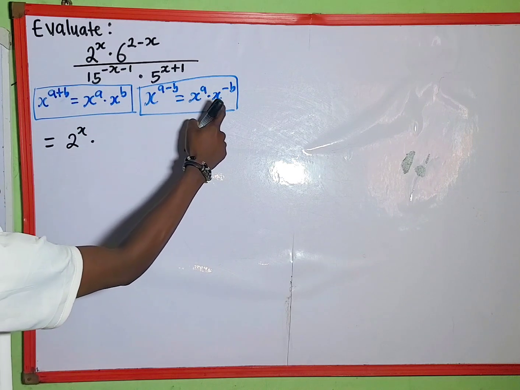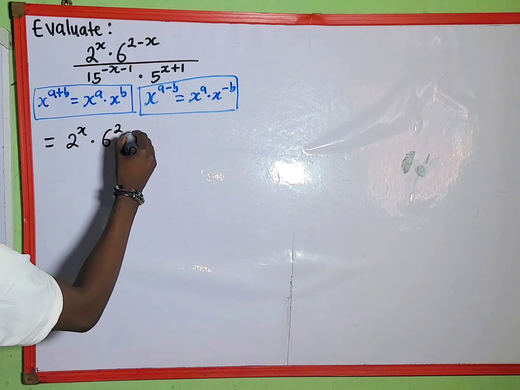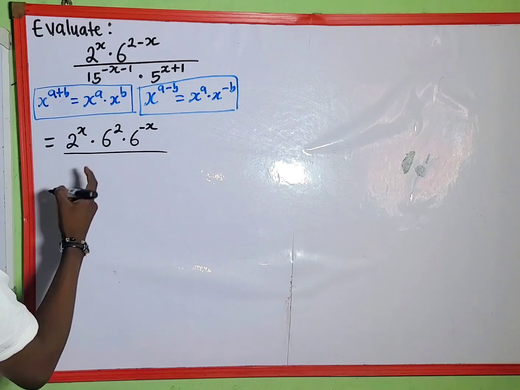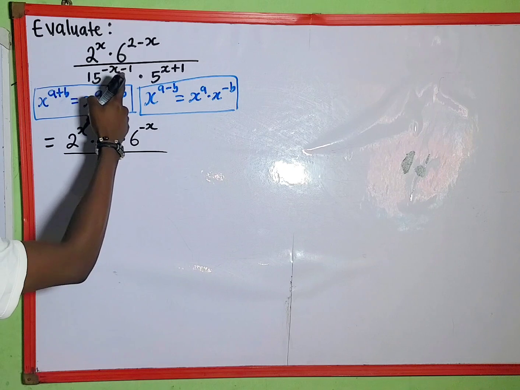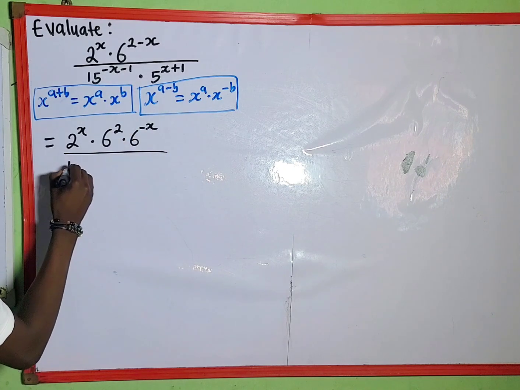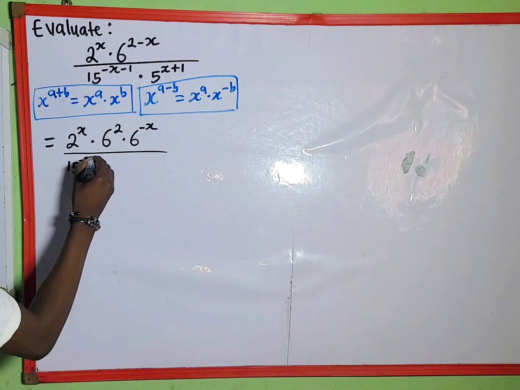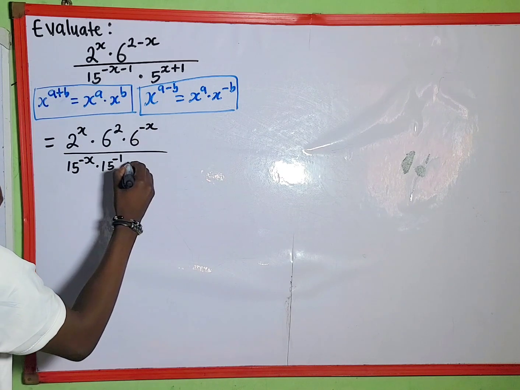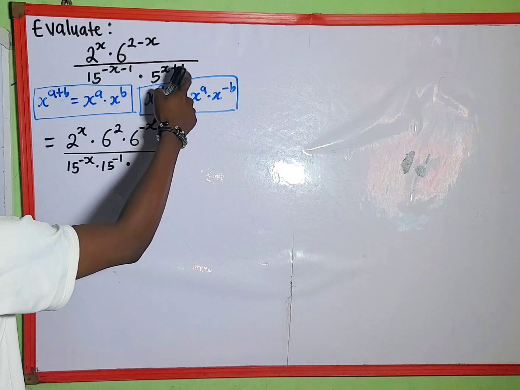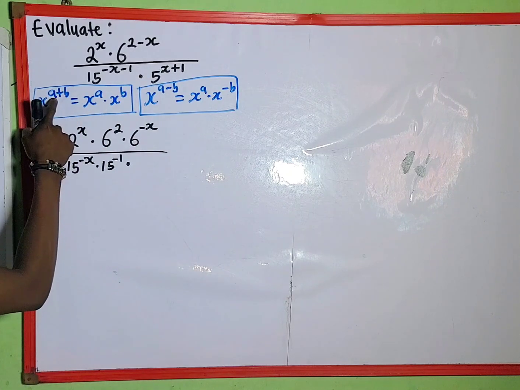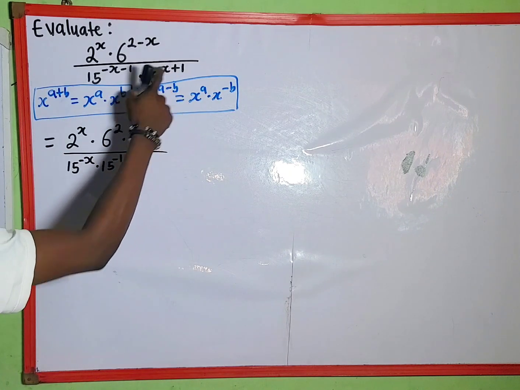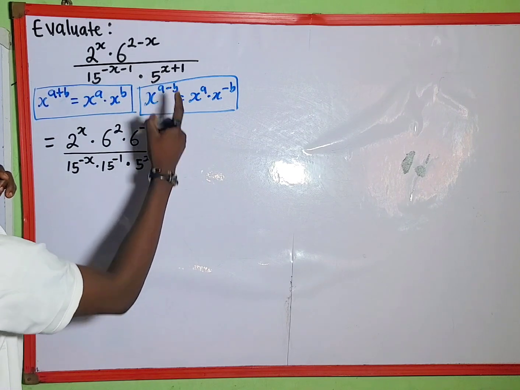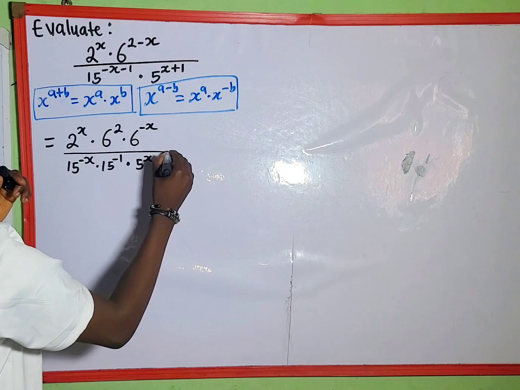So this in the form of this is going to be 6 raised to the power of 2, then multiplied by 6 raised to the power of negative x. Then everything all over. Here also we have negative in the middle, so we're going to apply this property. So this is going to be 15 raised to the power of negative x, then multiply by 15 raised to the power of negative 1, then multiply by 5 raised to the power of x plus 1. So we're going to apply this property. As you can see, the power a plus 1 here is x plus 1. So written in this form is going to be 5 raised to the power of x, then multiply by 5 raised to the power of 1.